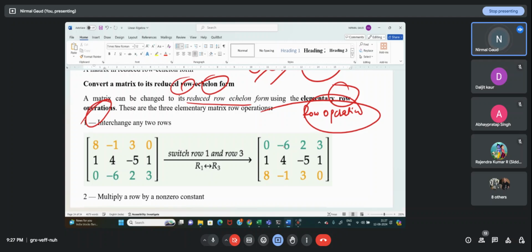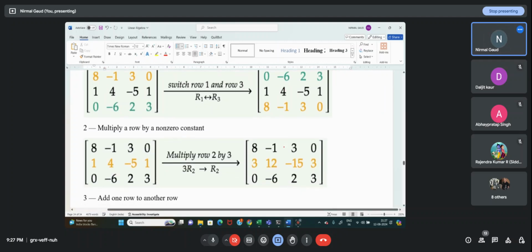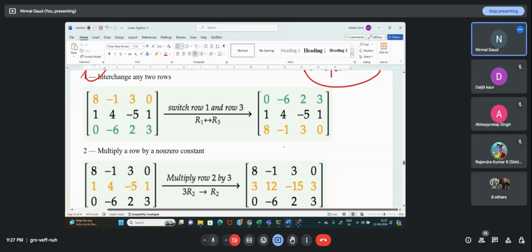Okay, reduced row echelon format. What should be the procedure? The procedure is what it is doing. First, it switches the rows. This is a property: you can switch the rows. Row 1 can be made row 3, row 3 can be made row 1. Interchanging is possible. Here they did.